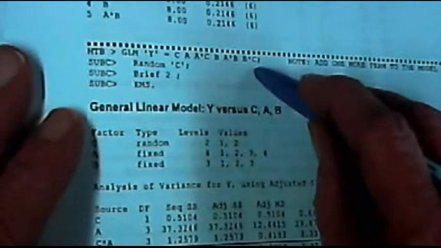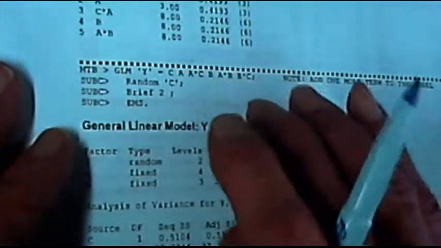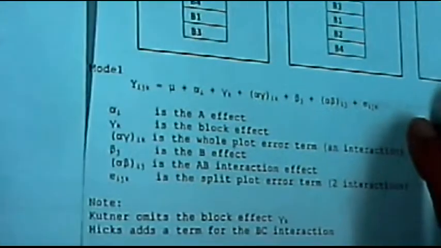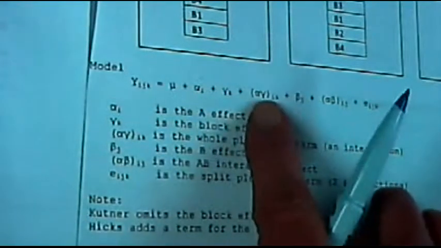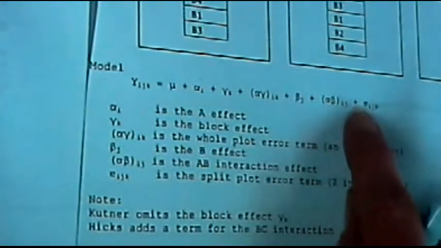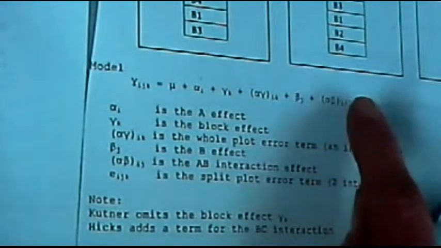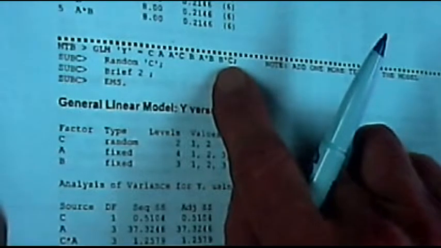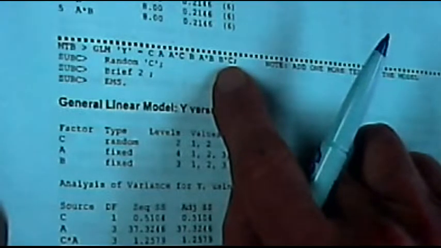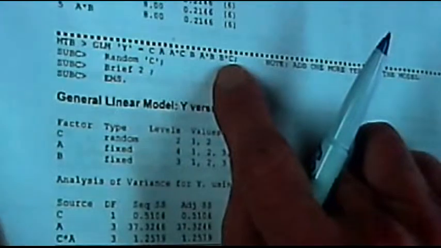yes, I've added BC. Now, let me try to remember. There's A, C, AC, B, AB, and it stops. So what I've done is to add another term to this model involving another interaction. And here you see it at the end, the B times C. So I'm just trying to say, what would happen if we had a different model? Analyze the same data, what happens?